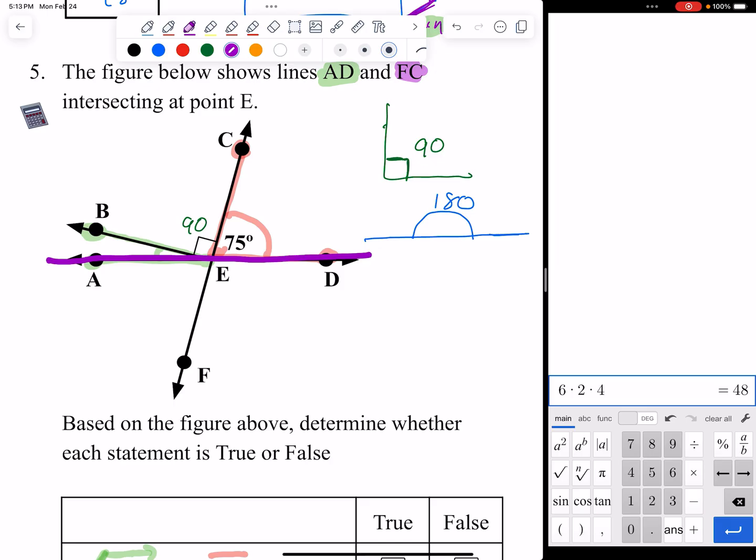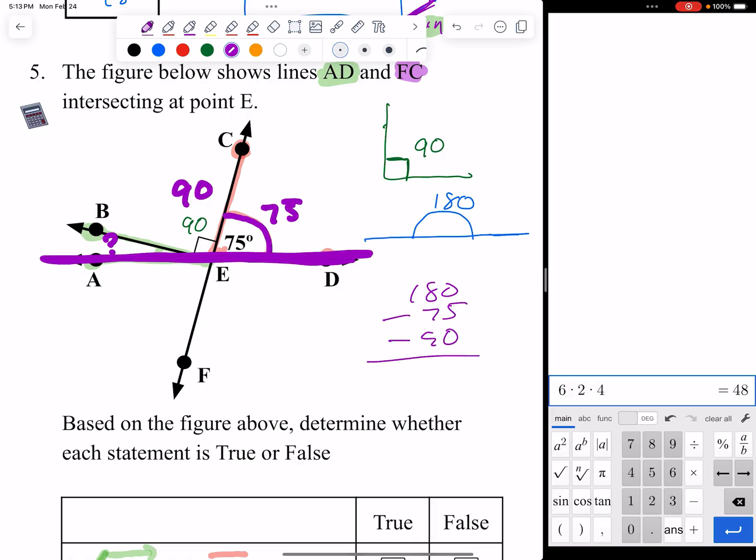So that straight line, I got 75. Then I got another 90. The question is, how much is this tiny angle? Well, if I know that the whole thing is 180, let's just use our math. I'm going to take 180. I'm going to subtract the 75. I'm going to subtract the 90, and that should give me my leftover. So 180 minus 75 minus 90, and I get 15 degrees.